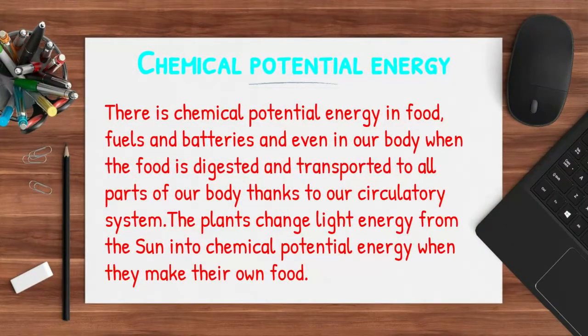Chemical potential energy: there is chemical potential energy in food, fuels, and batteries, and even in our body when the food is digested and transported to all parts of our body thanks to our circulatory system. The plants change light energy from the sun to chemical potential energy when they make their own food.